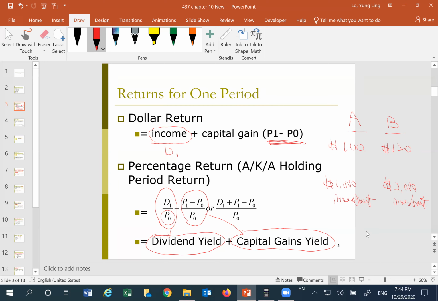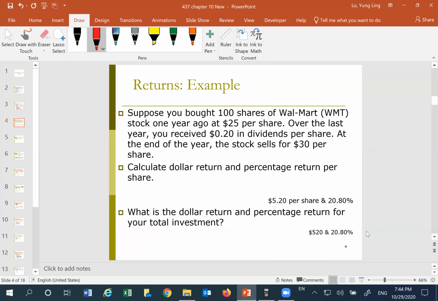Okay, so let's look at this very simple numerical example together. Suppose you bought 100 shares of Walmart stock a year ago at $25 per share. It is the price that you paid, so by definition it is your P0, or your begin price. Over the last year, you received 20 cents in dividend per share. Notation wise, this dividend is our D1, or our income. At the end of the year, the stock sells for $30 per share. That's the end price, notated by P1.